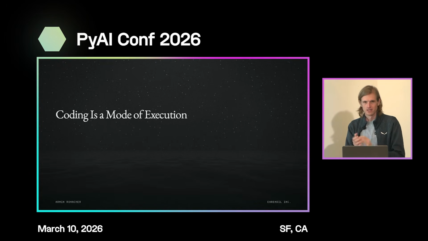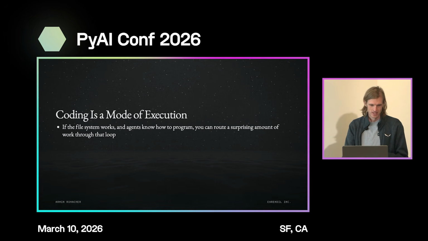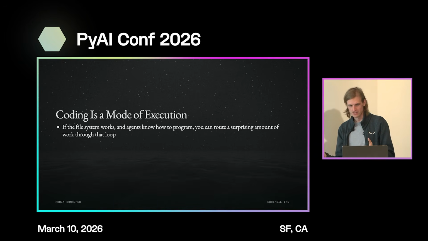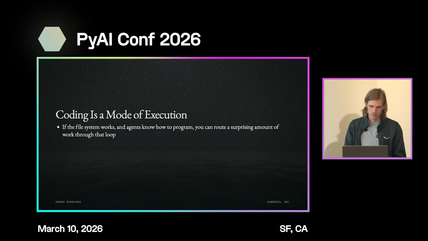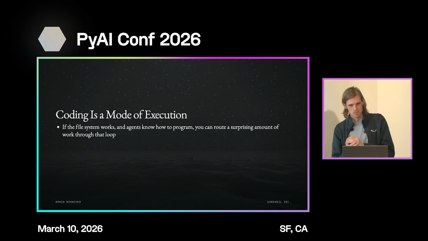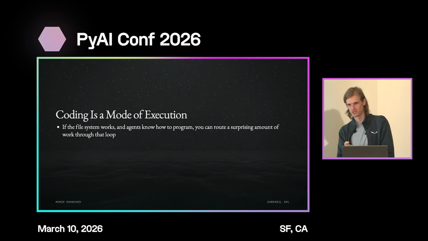And so writing code and then running code is basically a mode of execution. If we know that there's a file system and the system understands file systems and the agents know how to program, you can layer a lot of behaviors on top of that that are actually unrelated to writing code. The biggest reason why this is helpful is that you're surprisingly context efficient if the data doesn't have to travel through the context.